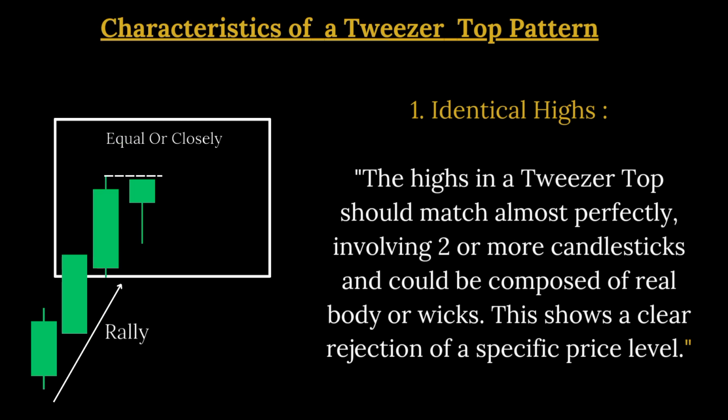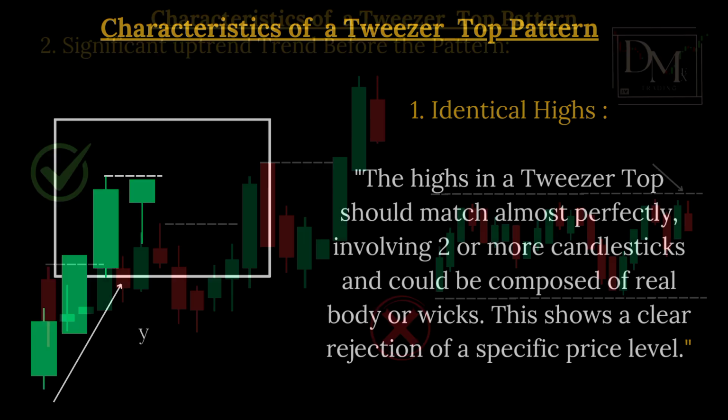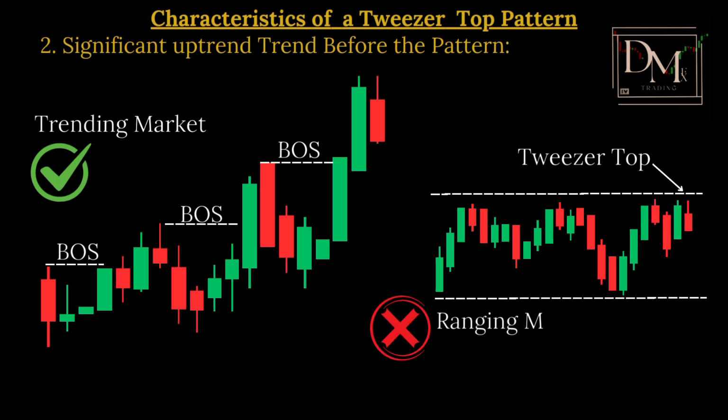What are the characteristics of identifying a Tweezer top pattern? 1. Identical highs. The highs in a Tweezer top should match almost perfectly, involving two or more candlesticks, and could be composed of real body or wicks. This shows a clear rejection of a specific price level. 2. Significant trend before the pattern. Tweezer patterns work best after a strong trend, not in a ranging market. The bigger the trend, the stronger the reversal signal. So a Tweezer top should come after a sustained uptrend or price rally.